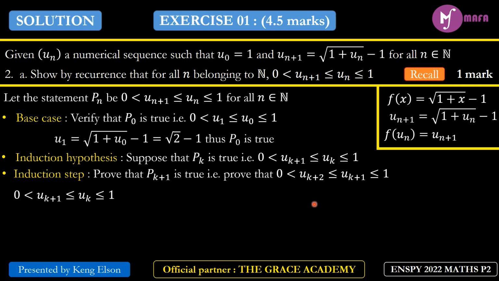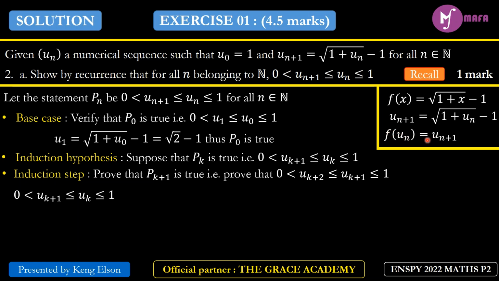First of all, we need to use our induction hypothesis. Always use your induction hypothesis because that is what you have supposed to be true. So our induction hypothesis says that 0 is less than u_{k+1} less than or equal to u_k less than or equal to 1. Now we have to arrive where we have 0 is less than or equal to u_{k+2} less than or equal to u_{k+1} less than or equal to 1. So we have to see what we are going to do with this induction hypothesis to arrive at the induction step. If you look closely, you're going to see that this is a numerical sequence, so be very vigilant here.